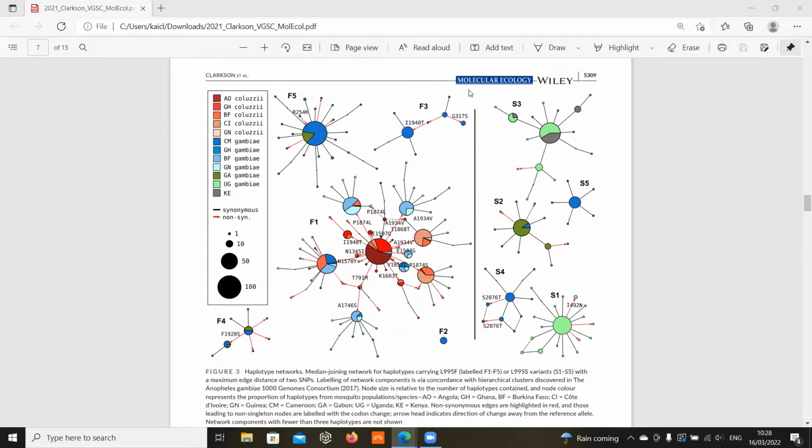Lucas asks, does the L995 background differ between countries? And Elijah asks, what are the known fitness costs of the L995 mutations to the mosquito? So to answer the first question, we will get to that very shortly, and I will show a nice map figure that will answer your question.